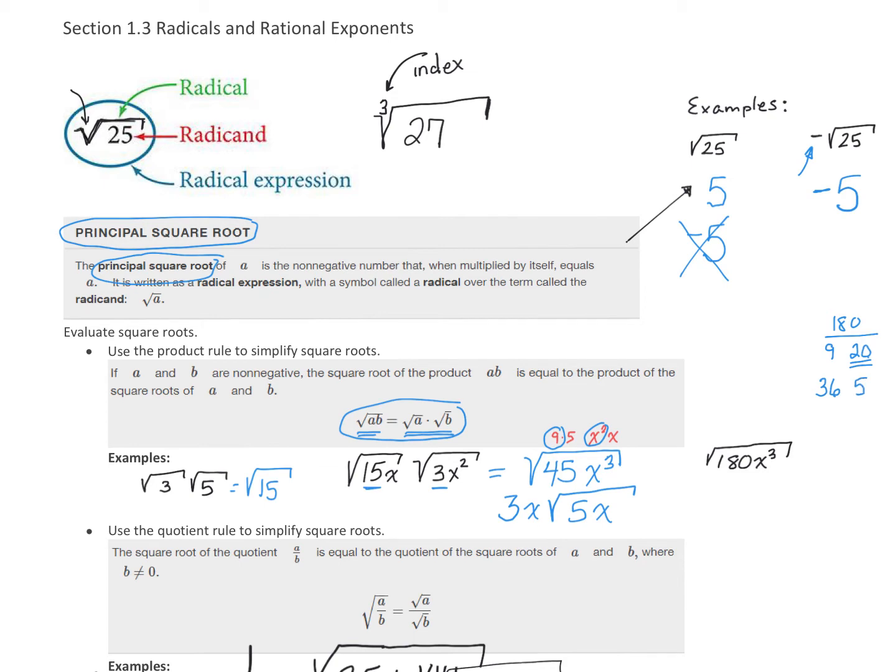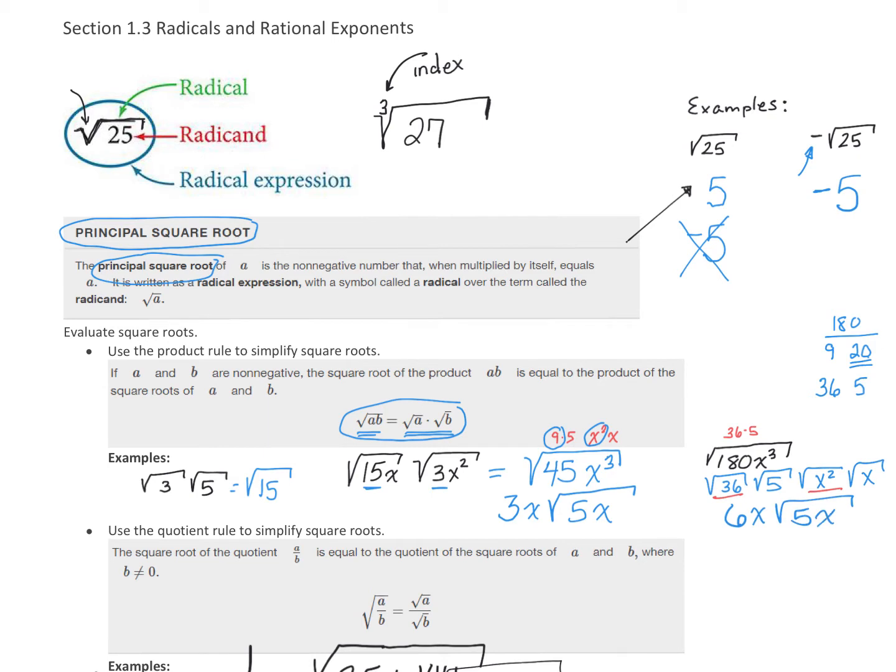I'm going to write it above here: 36 times 5. And I'm going to take the square root of 36 and the square root of 5 separately, and then the square root of x squared and the square root of x. So we're going to get 6. That's from that. We're going to get an x, and then our leftovers are 5x.